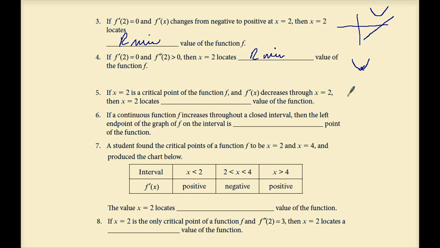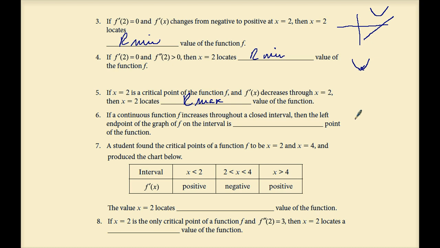Number 5, if x equals 2 is a critical point of the function f and f prime of x decreases through x equals 2, then x equals 2 locates what value of the function? To say that f prime of x decreases through x equals 2 is to say that the slope of f prime of x is negative, which means a concave down section of the graph. Therefore, at 2, we would have a relative maximum value.